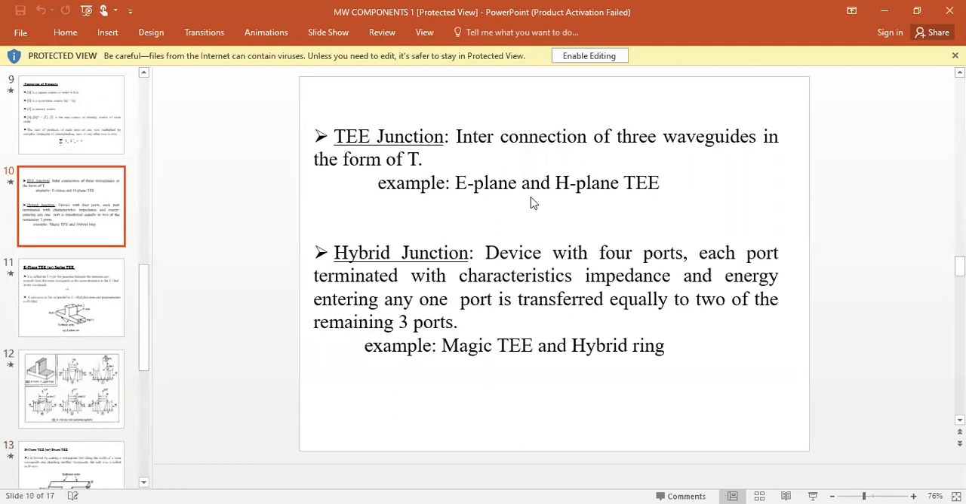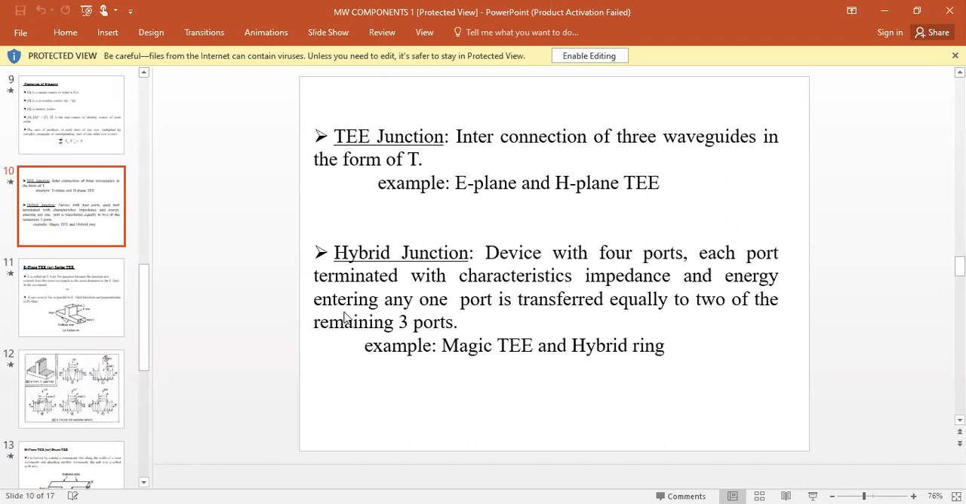In the T junction, as examples, the E plane T and H plane T will both be present. Only three waveguides in the form of a T. We can see the derivation of the T junction where we can see the diagram. Now I was just simplifying it.